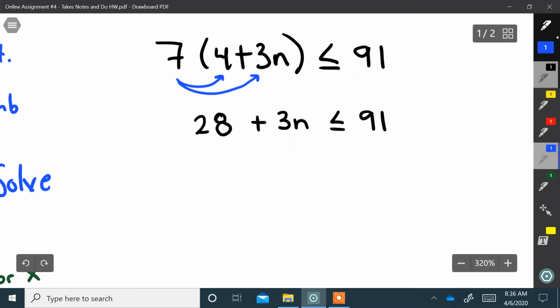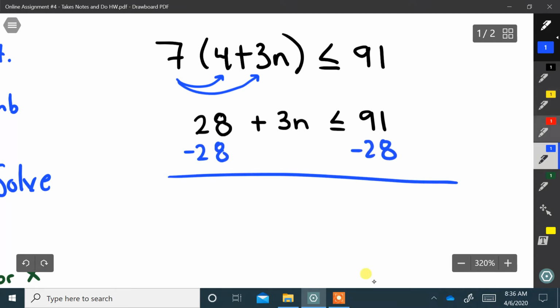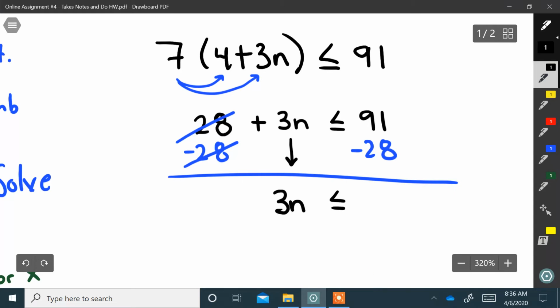Alright, we're gonna go ahead and subtract 28 on both sides. We should know how to do this now. The reason why we do that is so that this and this will cancel. Bring down the 3n. Alright, so 91 minus 28.